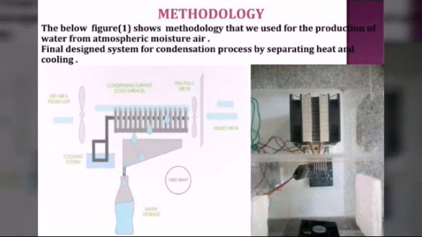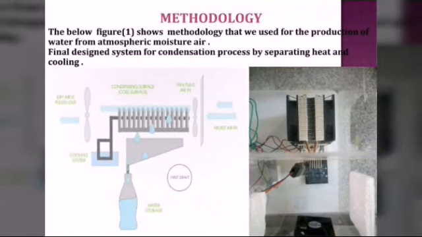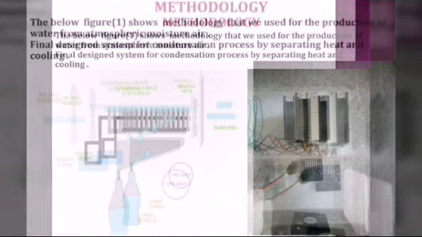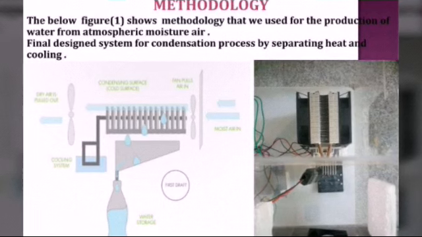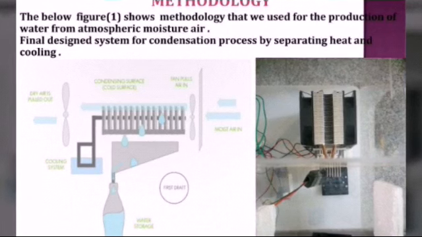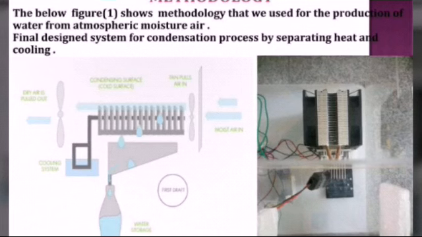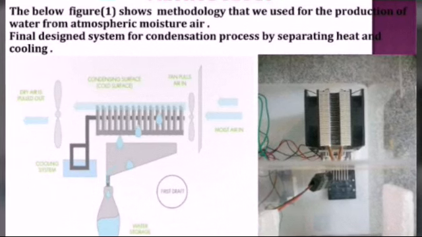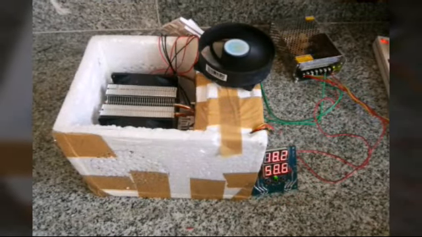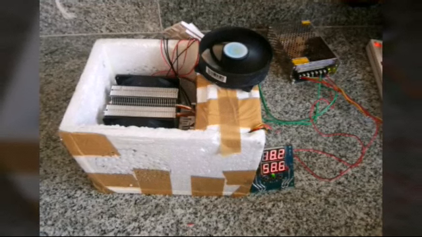Here we separate the heat and cooling from the element. On the front side we expose only the cooling shells, because the air is allowed to pass only over the cooling shells. Here we use only one element. One element can produce 250 ml of water, which is pure but also contains some amount of toxic substances. That is why we are using carbon purification.